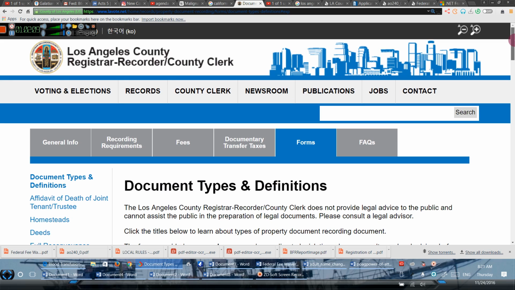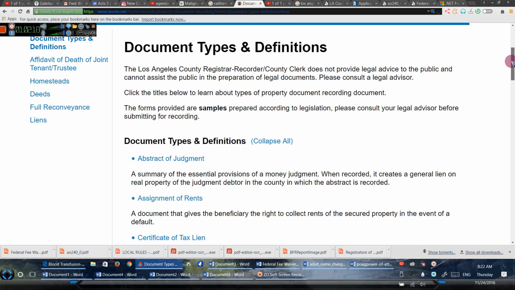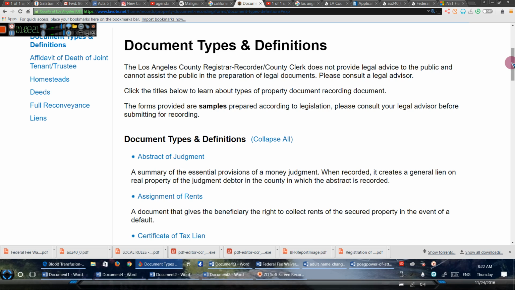The LA County Register Recorder's Office. These are their document types and definitions. So we did the power of attorney. But there wasn't just a power of attorney. What was the other document?